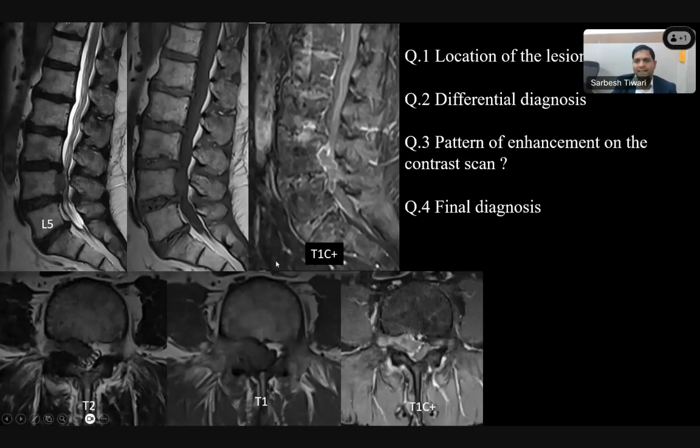So this is the first case. I would like you to see the scan and give me the location of the lesion, then the differential diagnosis, the pattern of enhancement of the lesion, and the final diagnosis. I am presenting here a T2 weighted image, a T2 sagittal of the spine, a T1 sagittal, and corresponding axial images. This is a post-contrast T1 scan, and this is a post-contrast T1 in the axial plane. So we can start typing.